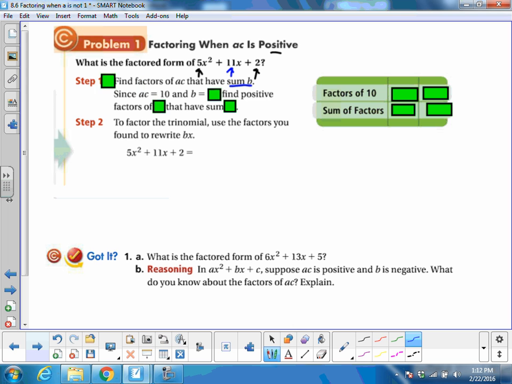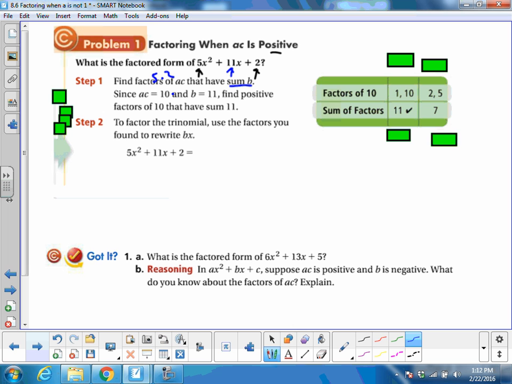Well, a times c is going to be 10. So that's where I get my 5 times 2. It's my 10. And b is going to be 11. So we need to find the positive factors because my 10 is positive. I want to find all the positive factors of 10 that ultimately have a sum of 11. So my factors of 10 are 1 and 10, and 2 times 5. When I add those together I get 11 and I get 7. So this is what I'm working with: the factors of 10, 1 and 10.